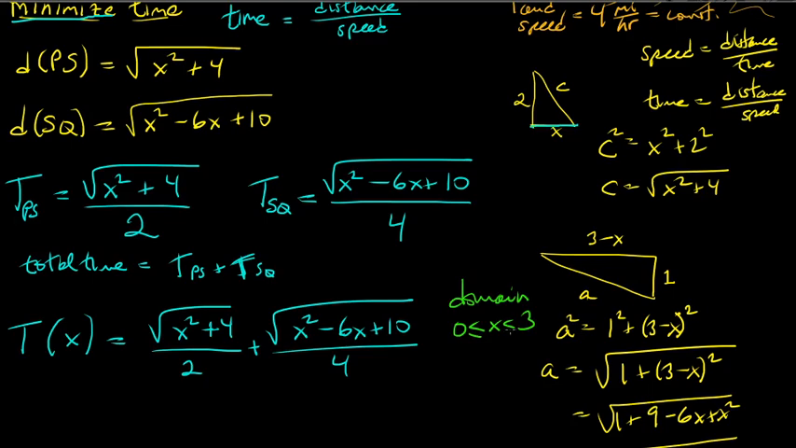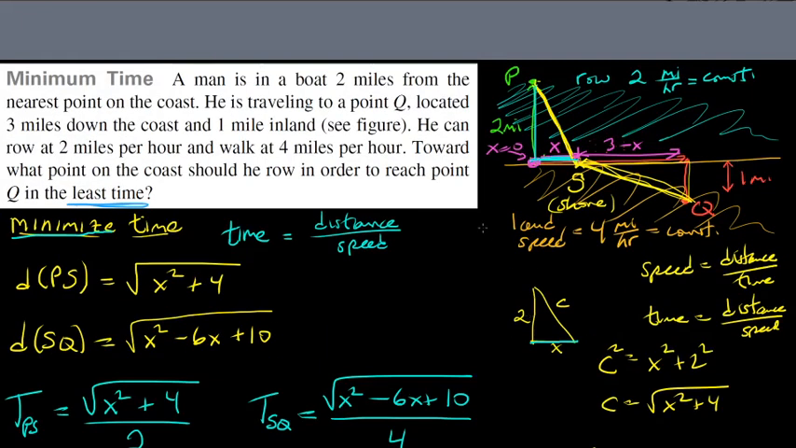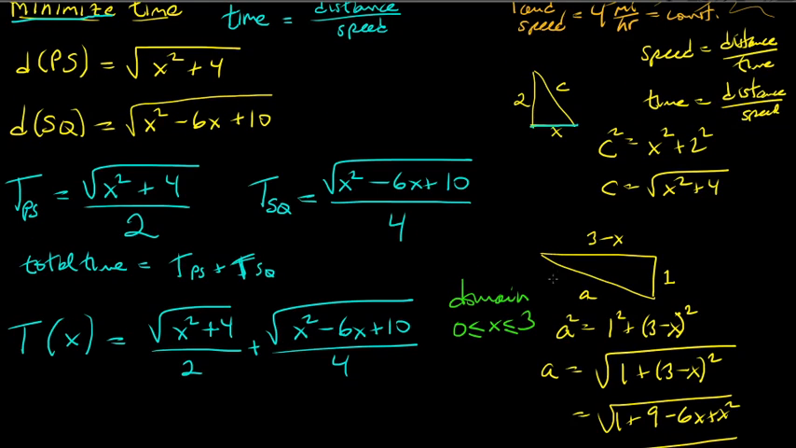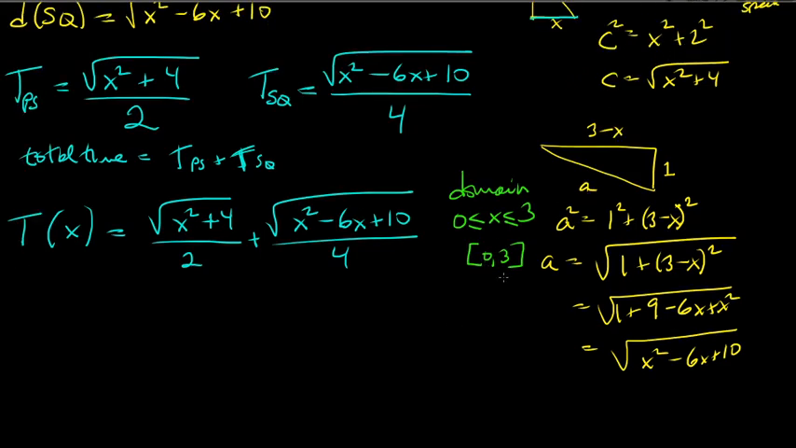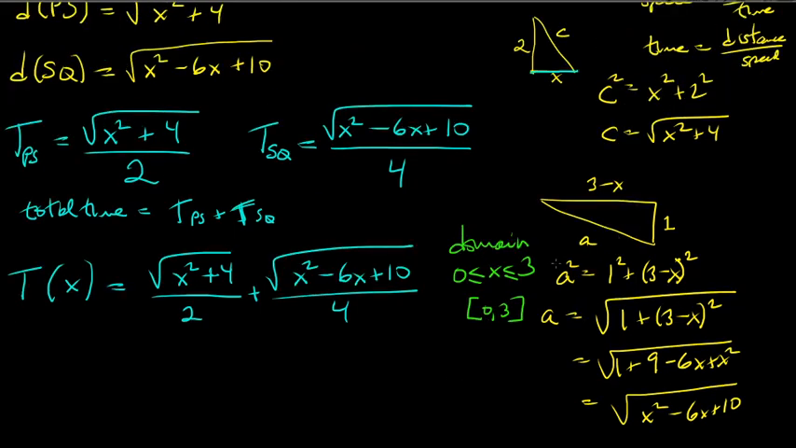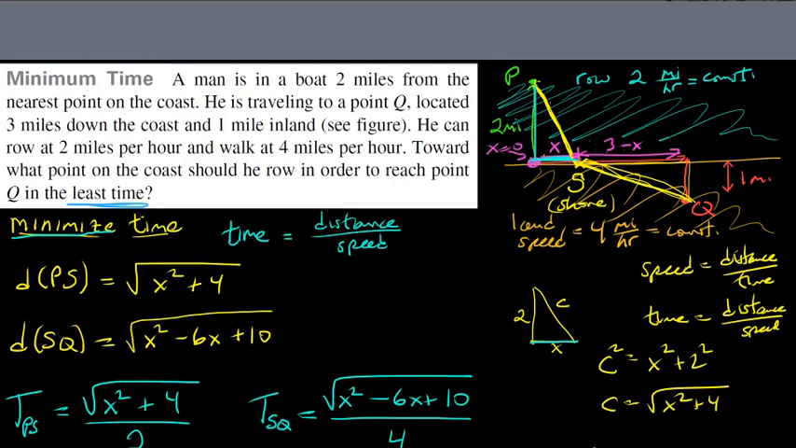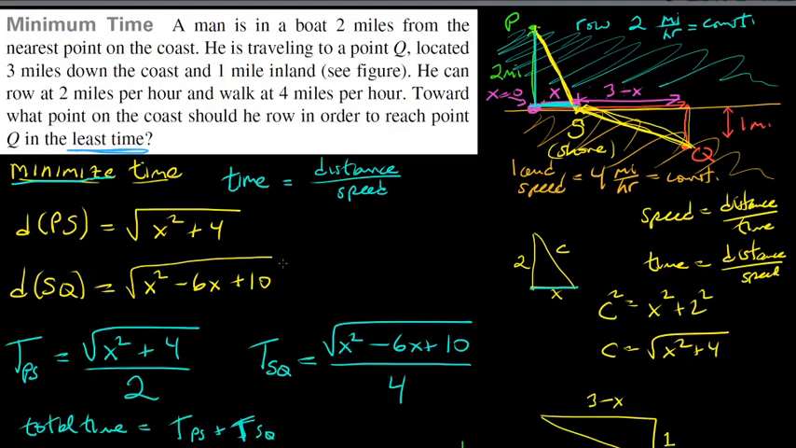And I think we can allow it to be 0 and 3. You never know. We might want to go directly to shore here. So the domain in interval notation is 0 to 3, including 0 and 3. I think those are possibilities. I would be very shocked if x is bigger than 3 or less than 0, because you're just making it a bigger distance, and if it's a bigger distance, it's a longer time.